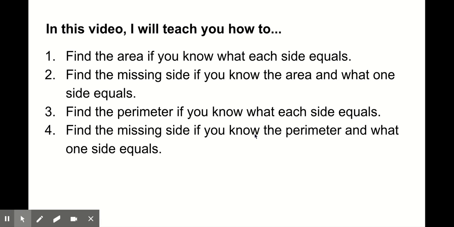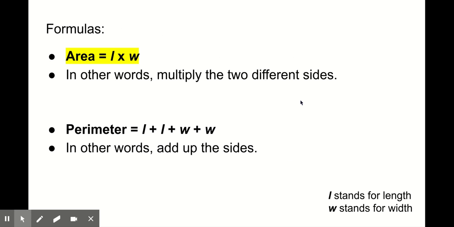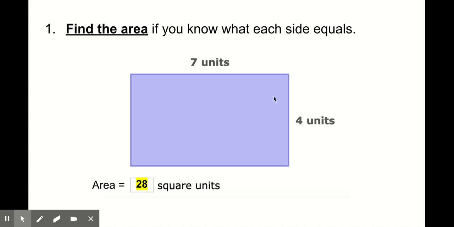In this video, I'm going to show you 4 examples of an area and a perimeter problem. 2 area problems and 2 perimeter problems to be exact. Module 1. We're going to find the area if you know what each side equals. So, for example, when the length is 7 units and the width is 4 units, the area is length times width, 7 times 4, which is 28 square units.